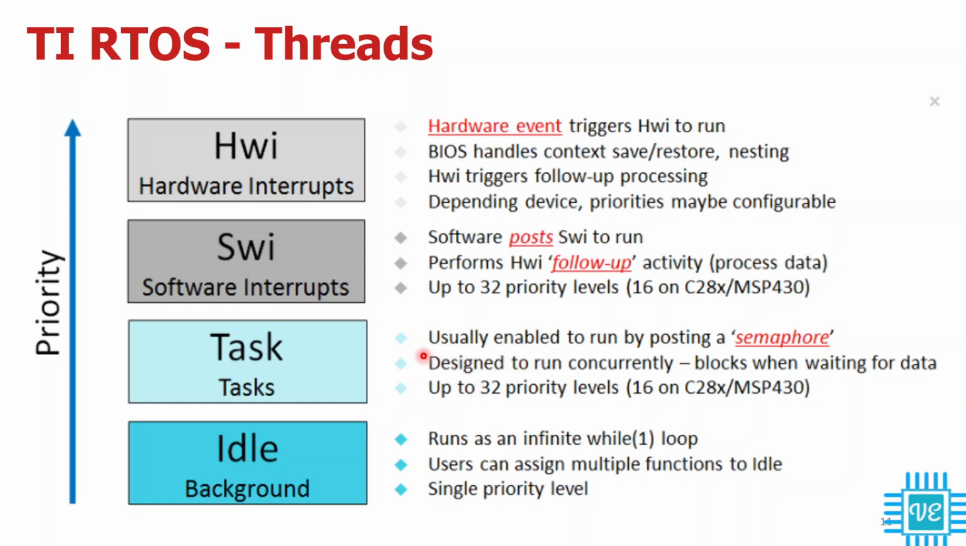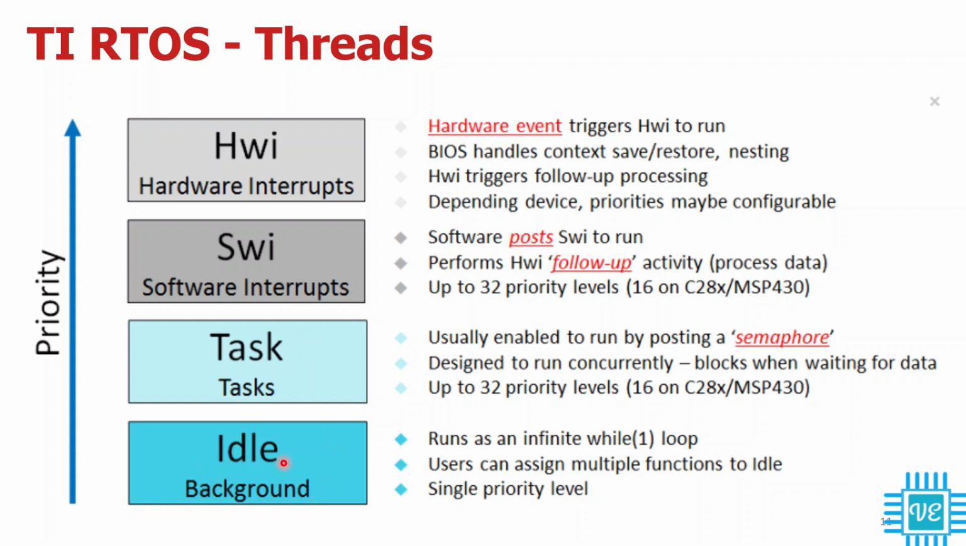Basically it will be enabled to run by posting the semaphore. It need not be the case, but usually people use the semaphore to enable the task, but you can also run the task individually, and it supports up to 32 priority levels. But 16 on the C28 and MSP430. And that's all about the task. We will see in detail about the task and all these threads in the upcoming tutorials.